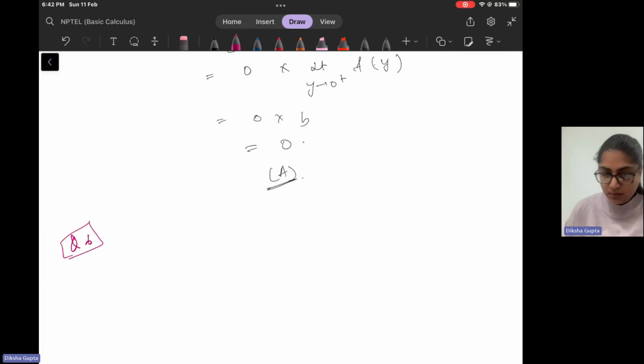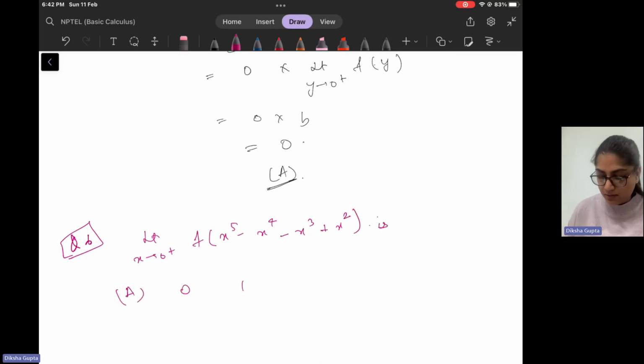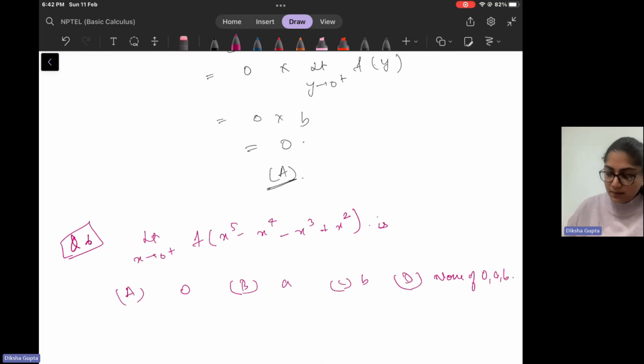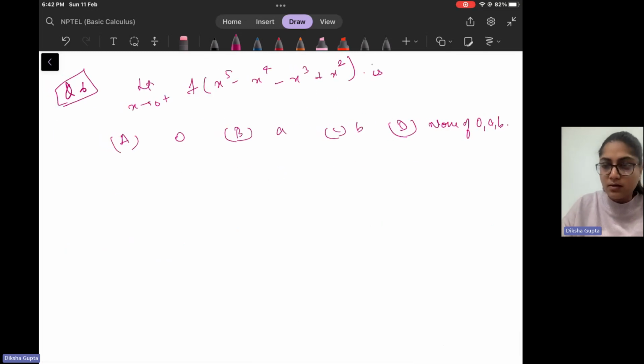Question number 6. You have to evaluate the limit as x tends to 0 plus of f of x^5 minus x^4 minus x cubed minus x square, again with the same options: 0, a, b, none of 0, a, b. So I'm waiting for 2-3 minutes. Please try it yourself.